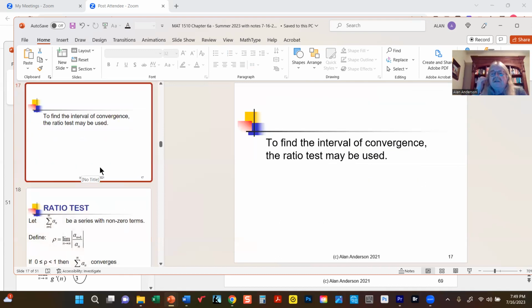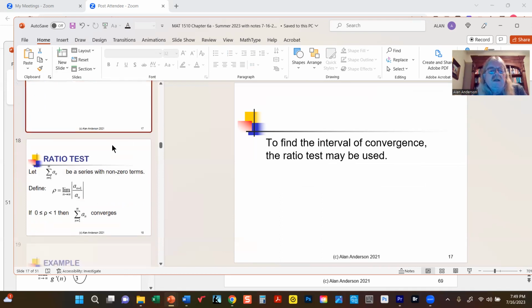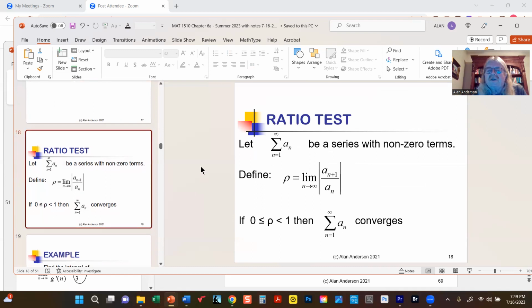Now, sometimes all we need to know is what is the interval within which it converges. It turns out that our old friend, the ratio test, can be used to help us here. So here's that ratio test again. Rho is defined as the limit as n goes to infinity of a_(n+1) over a_n. And of course, this is the rule. This guarantees that a_n converges. Remember, though, it diverges if rho is greater than 1.